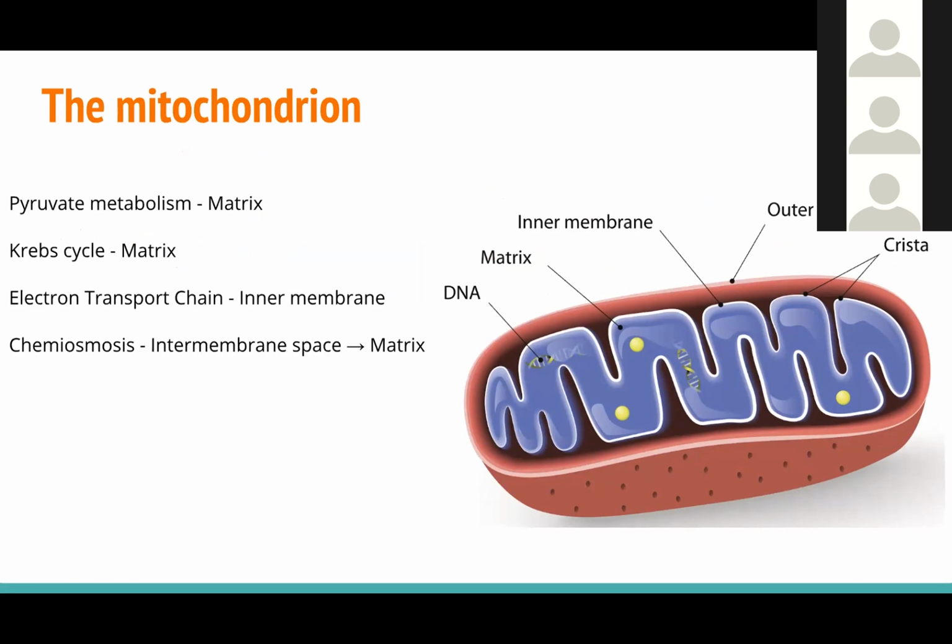chemiosmosis happens in the inner membrane, and then it goes to the matrix. Yeah, so it happens between the space between the inner membrane and the outer membrane. So if you want to point at it, it's like this dark space here. Inner membrane. Yeah, so this blue one is the inner membrane, and then the red one is the outer membrane. So the space between them is where the electron transport chain happens.